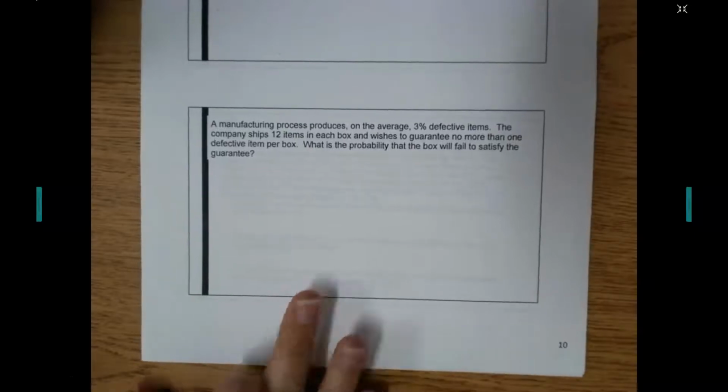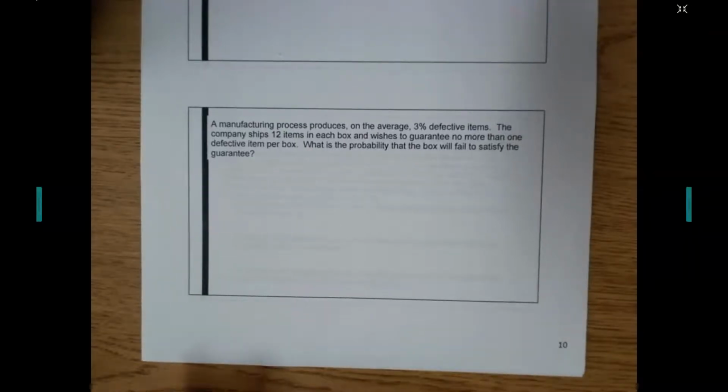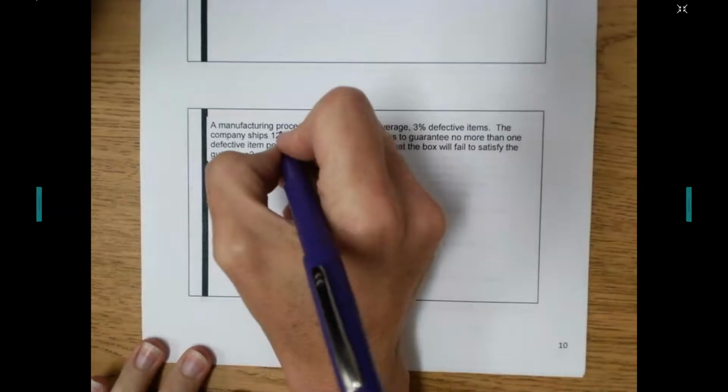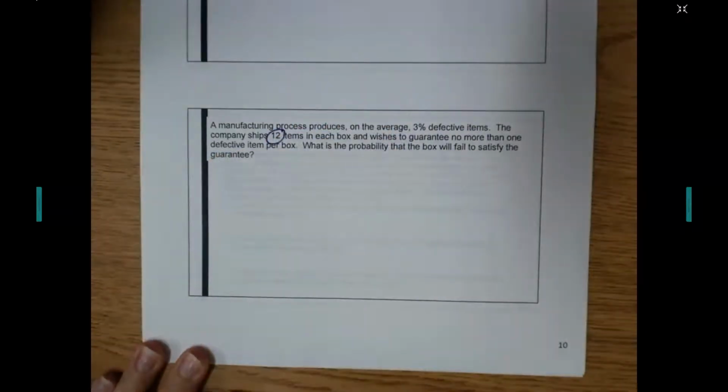So a manufacturing process produces, on average, 3% defective items. The company ships 12 items in each box and wishes to guarantee no more than 1 defective item per box. What's the probability that the box will fail to satisfy the guarantee? Okay, so I'm looking at a situation where we have a success or a failure. Either it's a defective item or it's not. I'm going to assume that all the boxes are independent of one another. Probability of success they gave me was having a defective item, 0.03. And look at this. I have a fixed number, don't I? That makes it binomial, doesn't it?